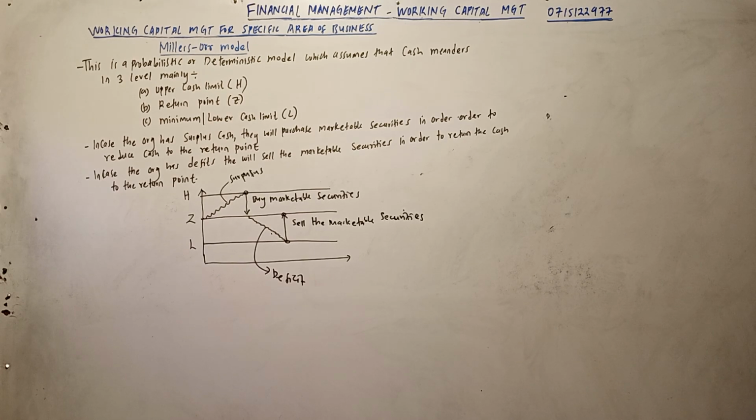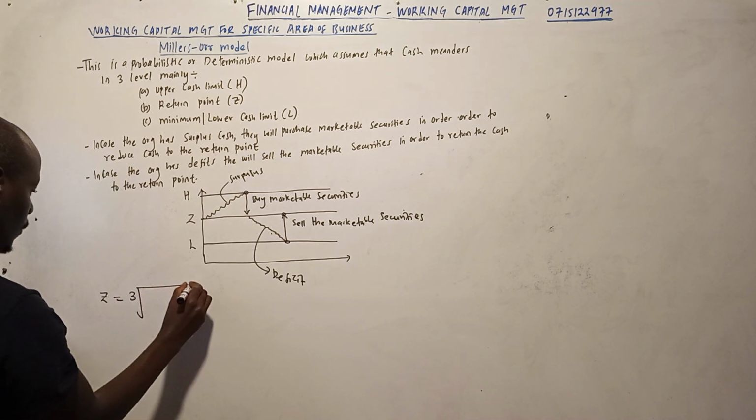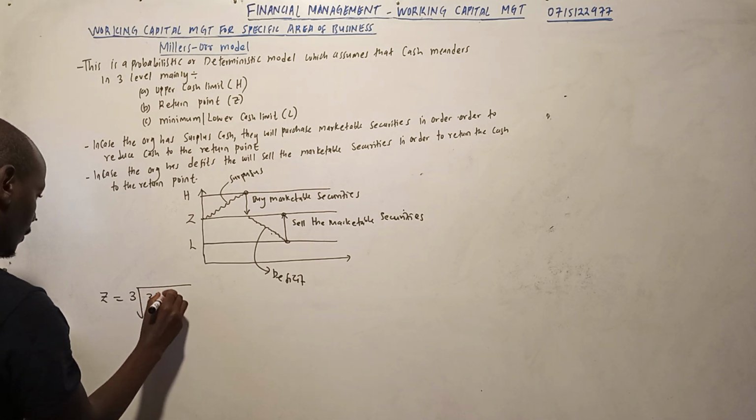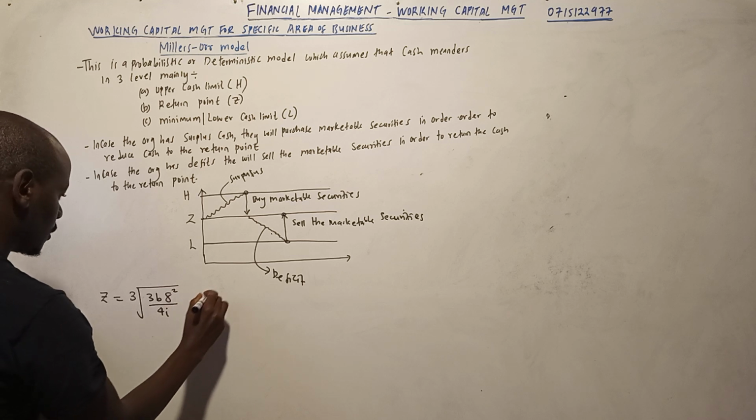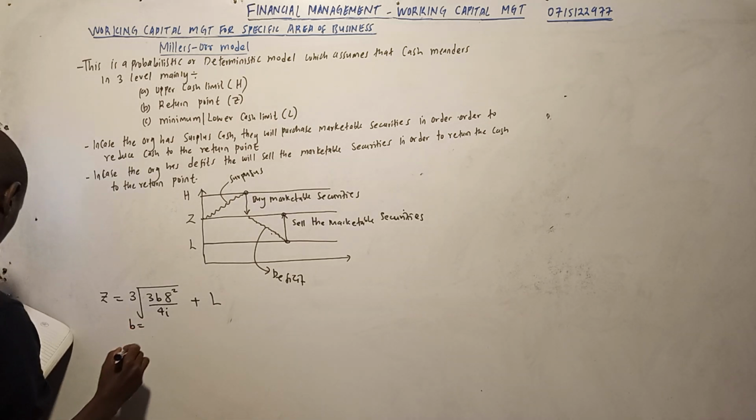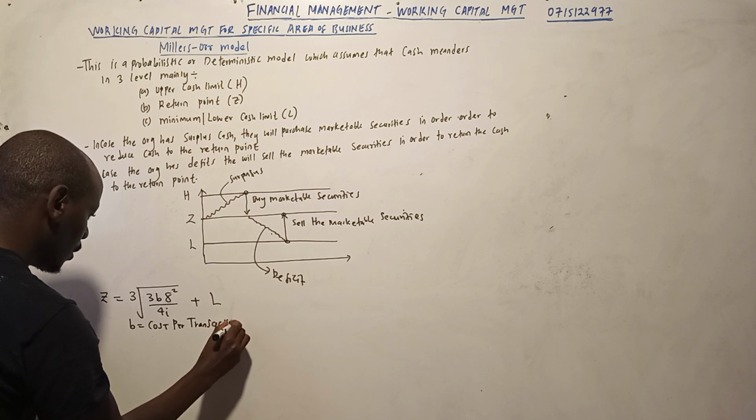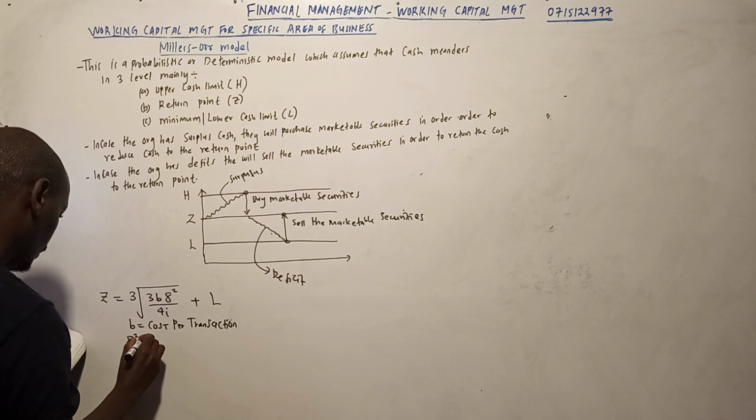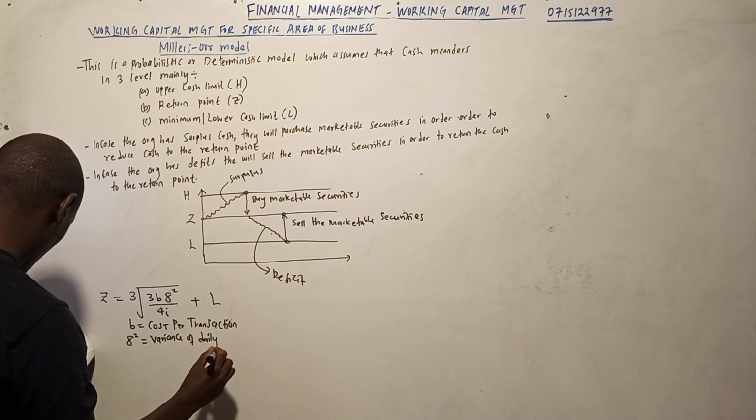So let us see the formulas. I don't know if they will fit there. They are not many actually. We start with the first one, Z, the return point, which equals the cube root of 3b sigma squared over 4i, plus L, where b is the cost per transaction, sigma squared is the variance of daily cash flows.